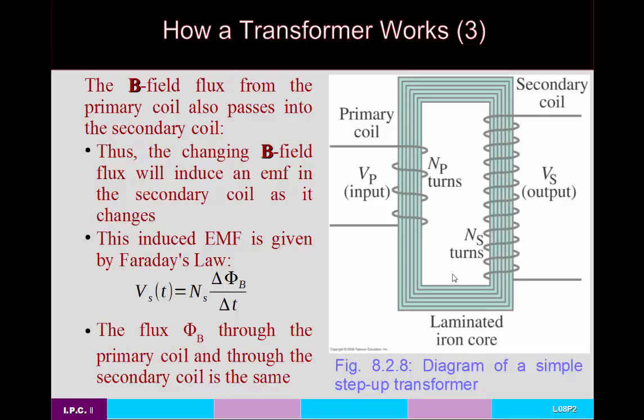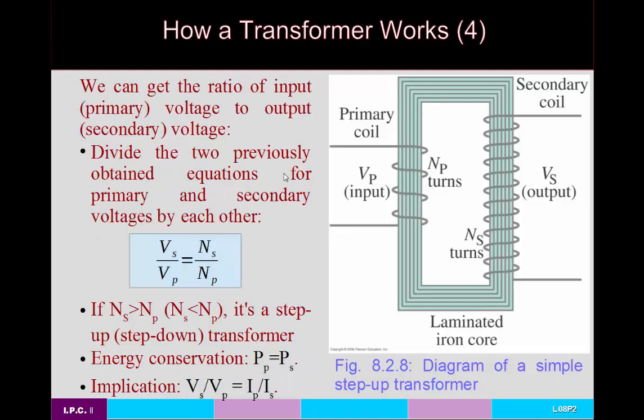Be that as it may, the result of this is that you can set up a ratio from the primary input voltage to the secondary output voltage. Basically, you just divide the two previous equations by each other, and you get that the ratio of voltages is equal to the ratio of the turns in each coil. So if you want to solve for how much voltage you'll get in the secondary, it should be this ratio, number of turns in secondary over number of turns in primary, times voltage from the primary.